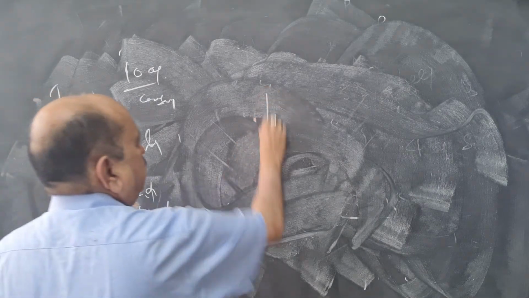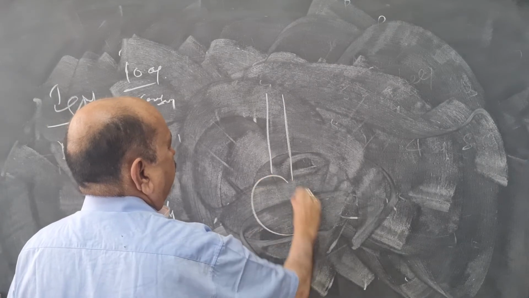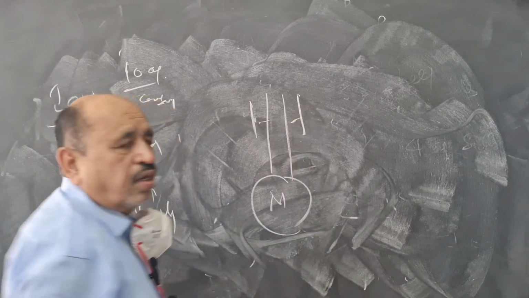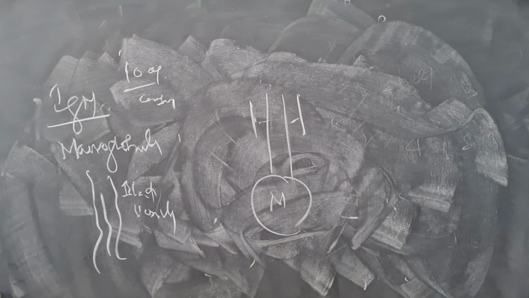IgE. It is called a homocytotropic antibody. It is present on the mast cell. It is called a homocytotropic antibody. It is present on the mast cell.